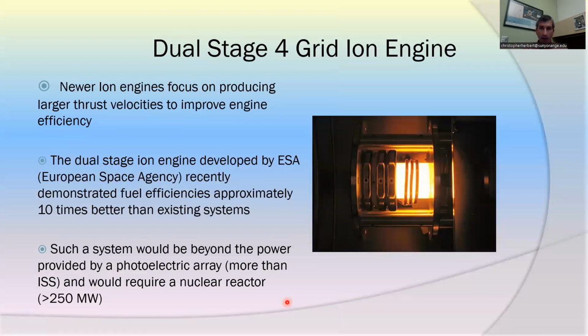The most advanced ion engines have much higher energy requirements, so we may not be able to use just solar panels to power them. This is a dual stage 4-grid ion engine, and it'd be approximately 10 times more efficient than even our present ion engines. But the problem is their energy demands are huge. This type of engine is going to be heavier, so it needs to be more efficient to make up for that difference in mass.